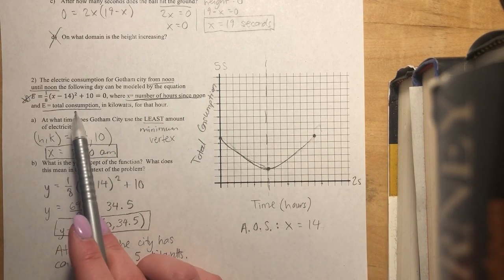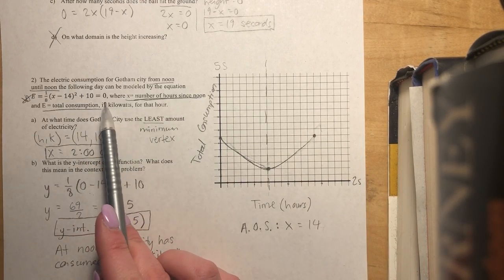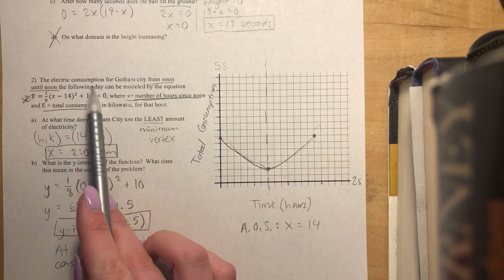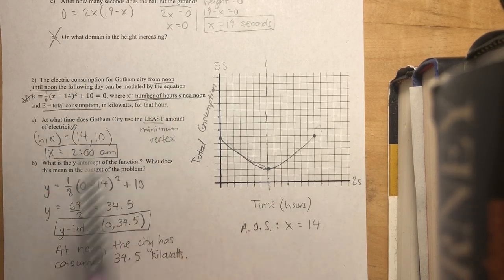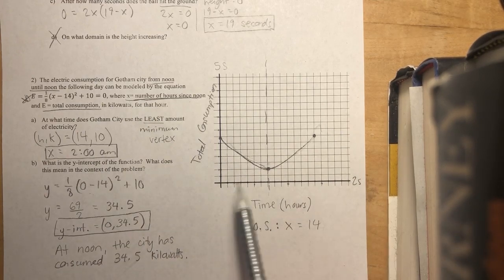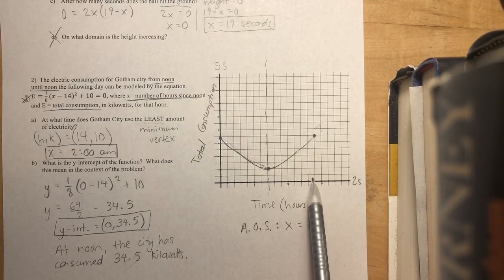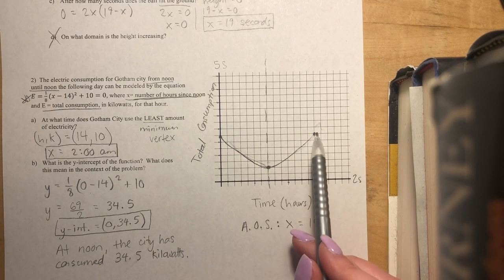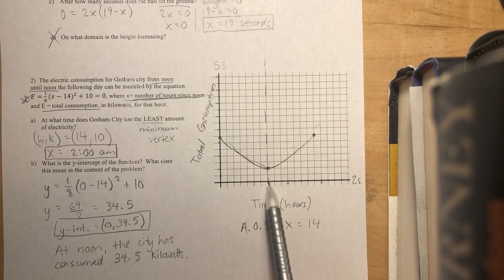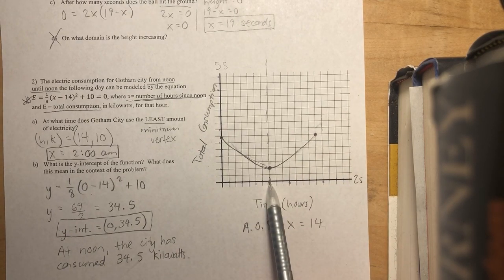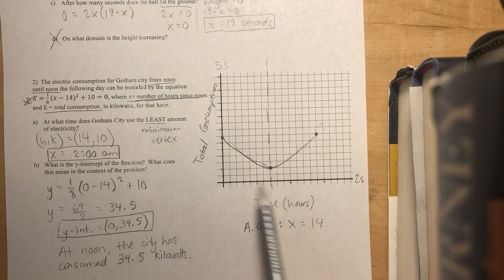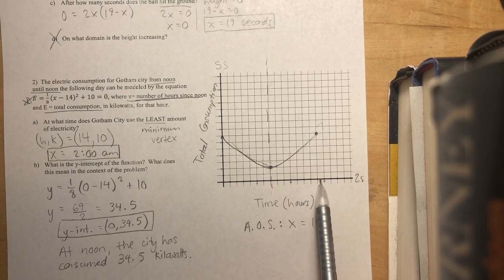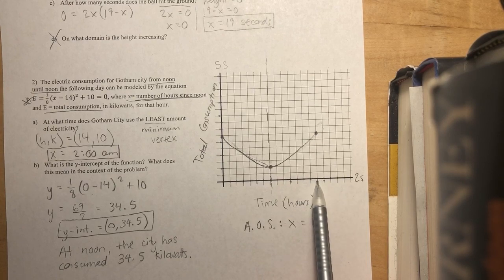So if we look here in the context of our problem, we are looking at the electric consumption for Gotham City from noon until noon the following day. So we know that that's going to be 24 hours. So I just said before that the x-coordinate of this point here is 28. We know that the axis of symmetry is 14. If we're going to reflect it over the axis of symmetry, it's going to be the same distance from the axis of symmetry, which is 14 more. 14 plus 14 gives us 28.